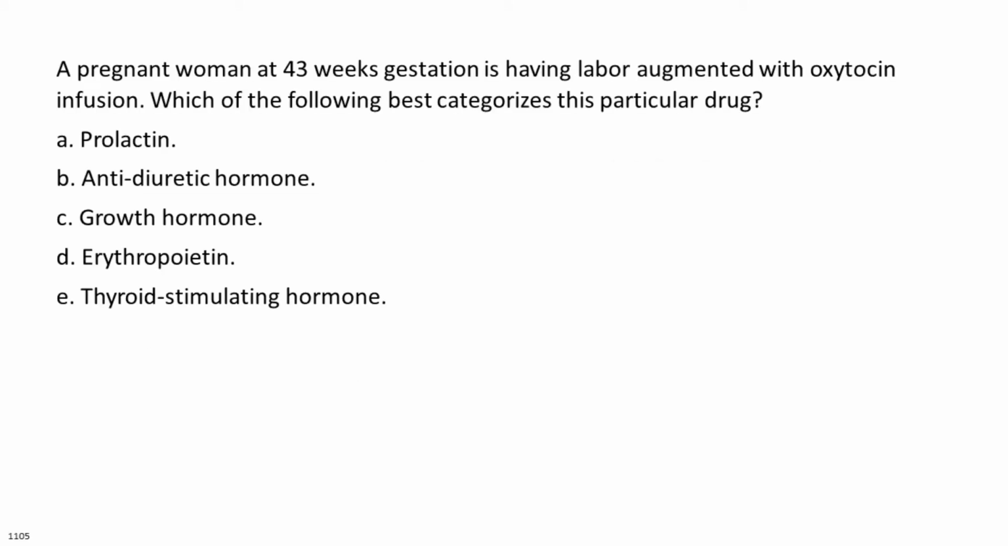A pregnant woman at 43 weeks gestation is having labor augmented with oxytocin infusion. Which of the following best categorizes this particular drug? A. Prolactin. B. Antidiuretic hormone. C. Growth hormone. D. Erythropoietin. E. Thyroid stimulating hormone.